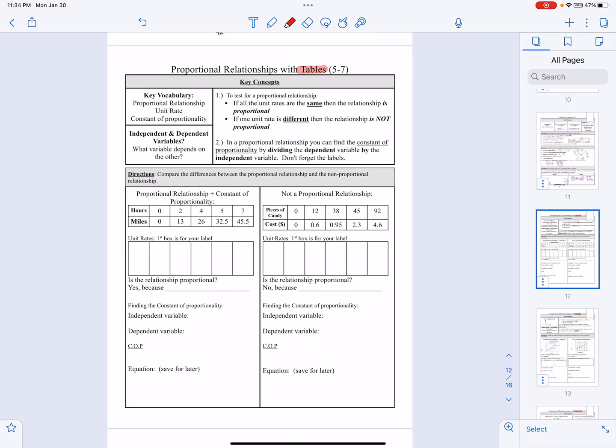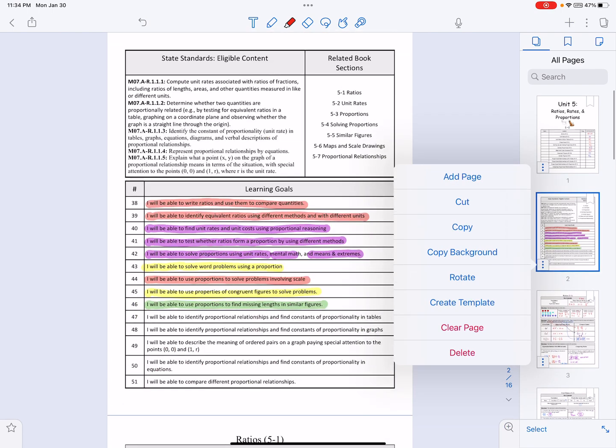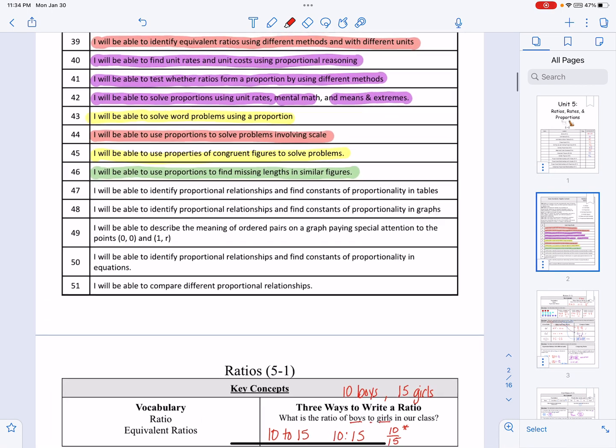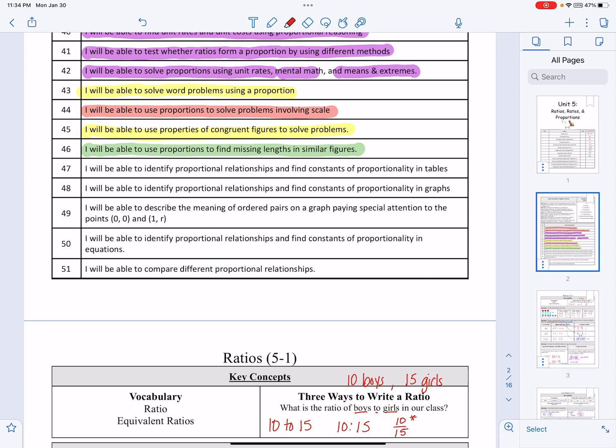Let's take a look at our learning goals. So I'll slide up to the top here. And we are going to identify proportional relationships in tables, graphs, and also be able to find those constants of proportionality. And so we're going to be looking at some ordered pairs on a graph, and also identifying proportional relationships and finding constants of proportionality in equations. So 47, 48, 49, and 50.